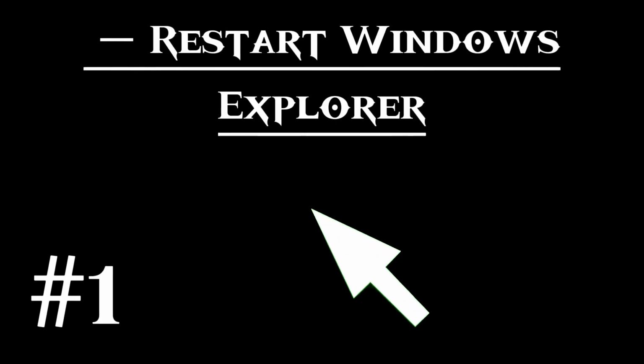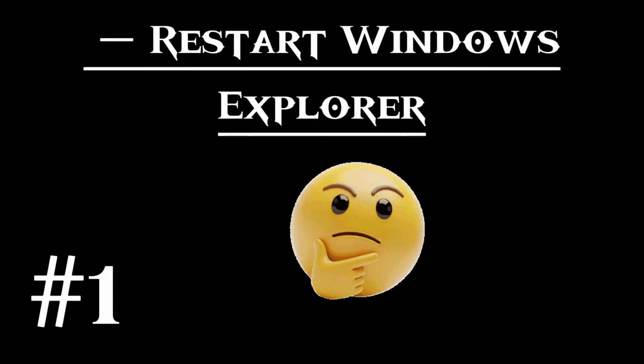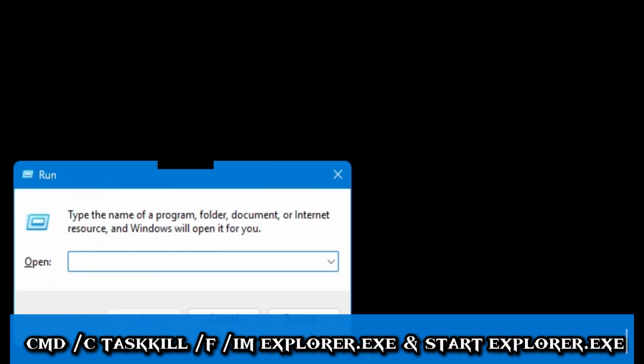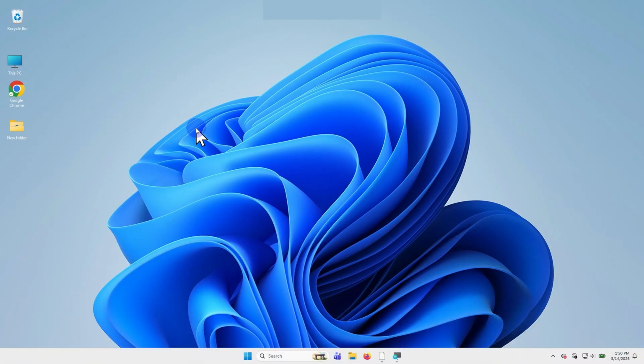Let's get started. If you can move your mouse cursor, but your desktop, taskbar, and icons are missing, there's a good chance that Windows Explorer has crashed. This makes Windows appear as a black screen, even though the computer is still running. To fix this, press Windows key plus R on your keyboard to open the Run dialog box. In the Run box, type CMD /C taskkill /F /IM explorer.exe && start explorer.exe. When done, press Enter.